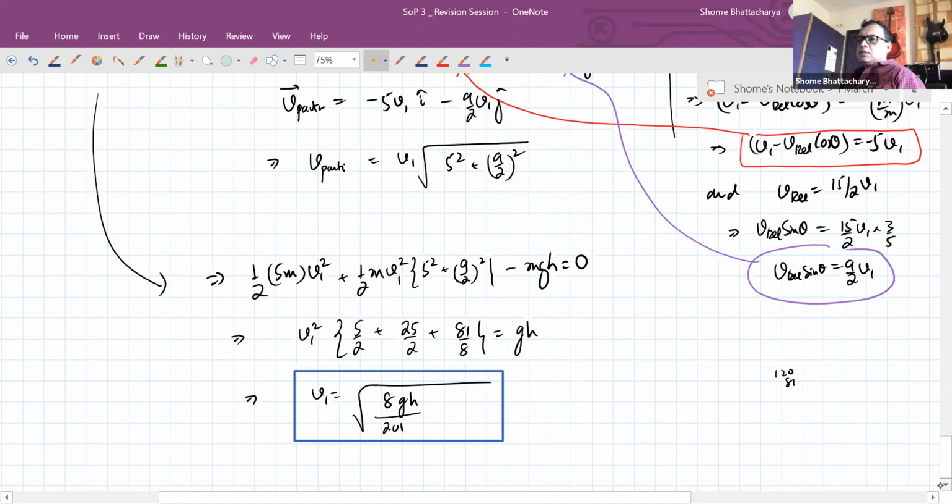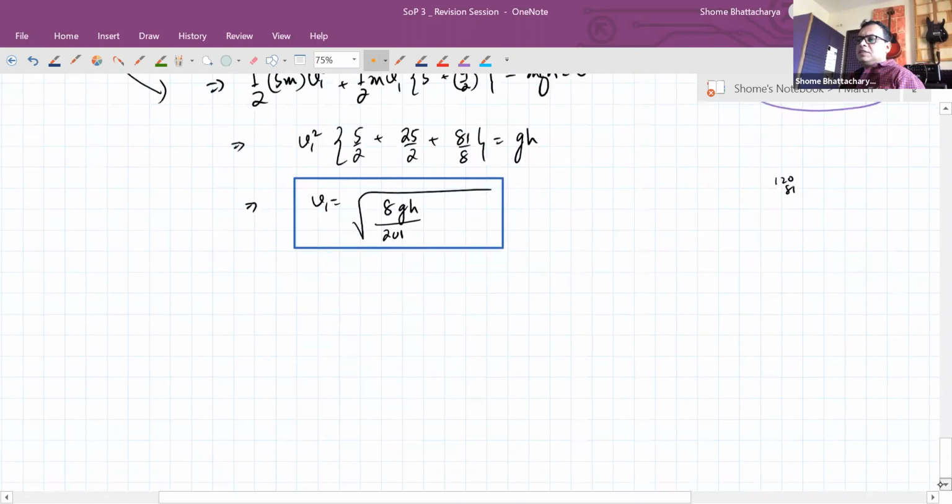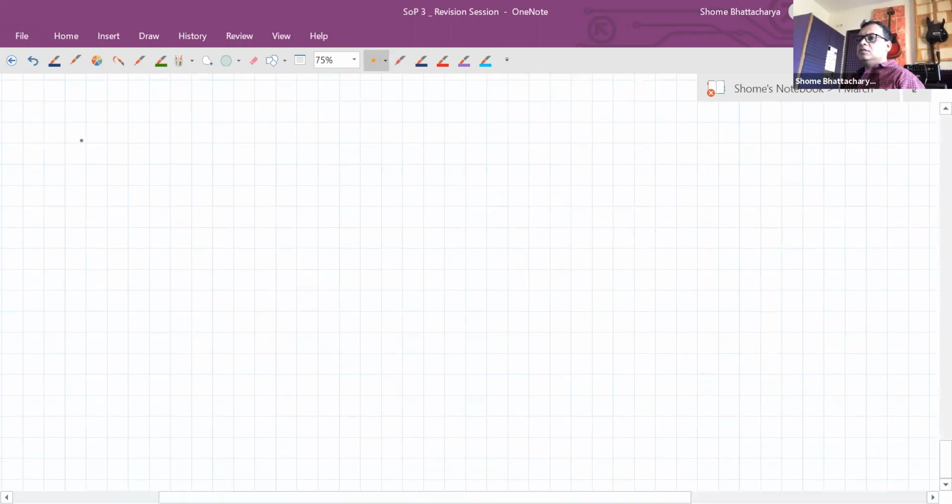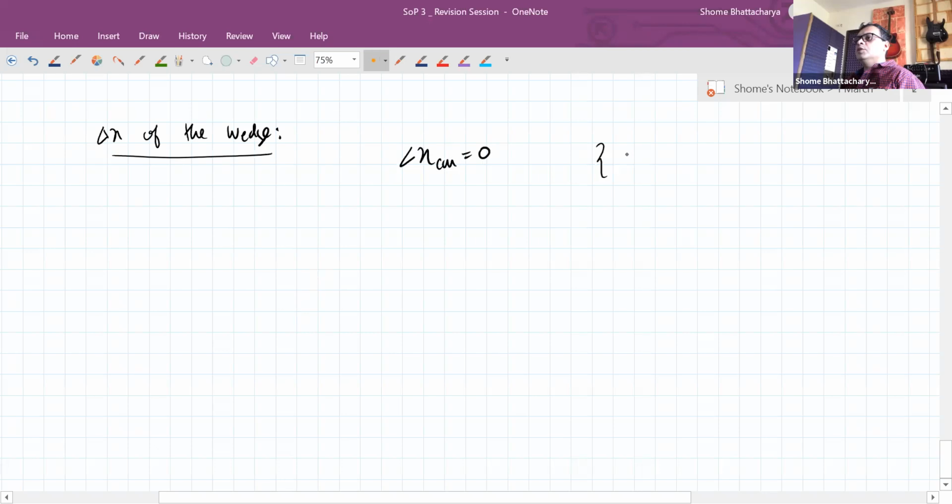Okay, so this gives us the expression for the speed, and you can substitute the value of h and all that. Now for the displacement of the block, we'll use the concept that displacement of the center of mass along the horizontal direction should be zero, because the linear momentum of the system along the horizontal axis is zero.